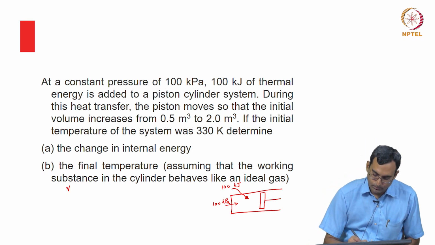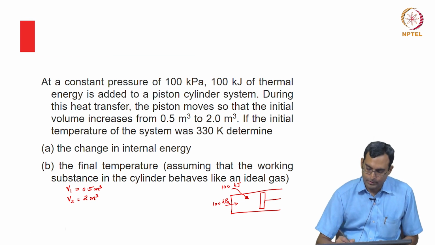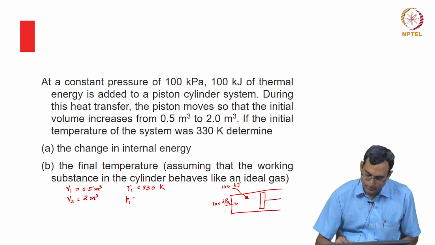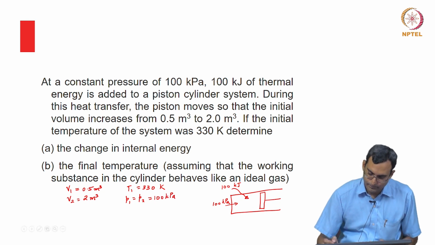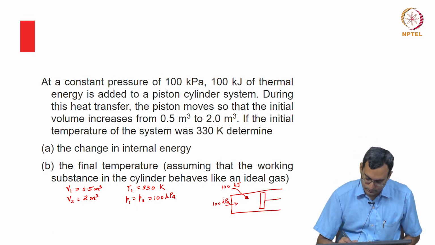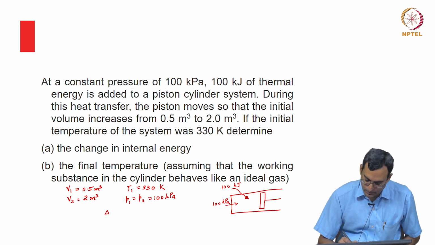So, the initial volume is 0.5 meter cube, the final volume is 2 meter cube, the initial temperature is 330 Kelvin, the pressure is known. We are asked to find out the change in internal energy and the final temperature. So, we want this and we want this.